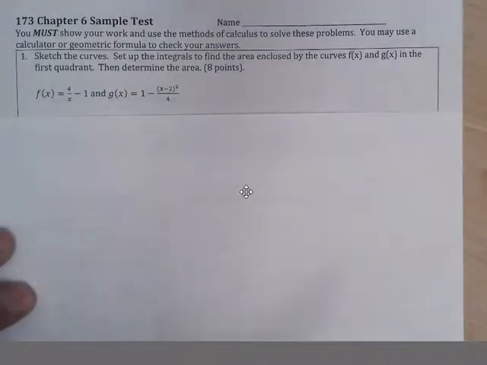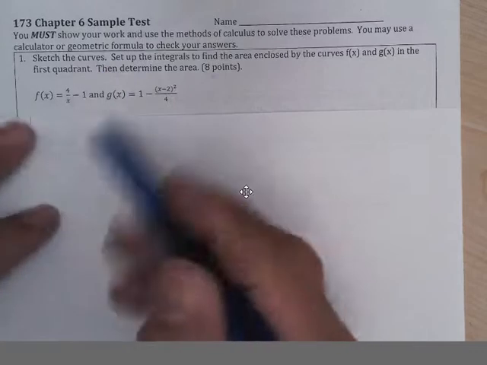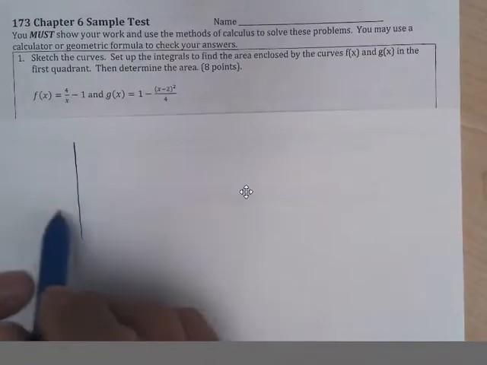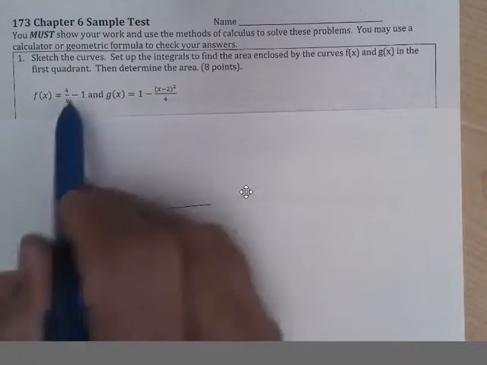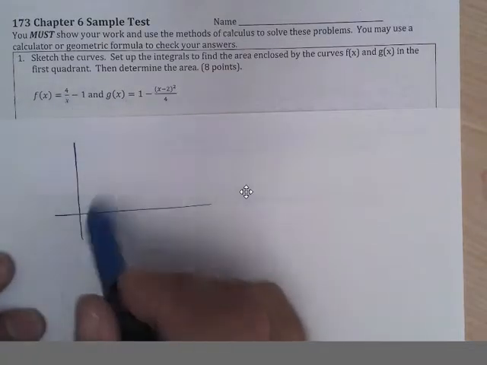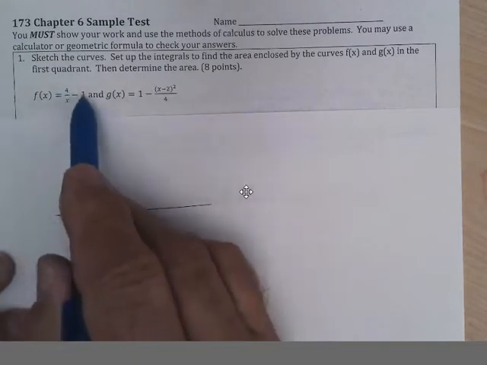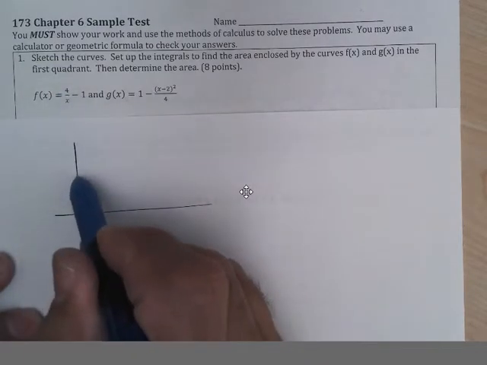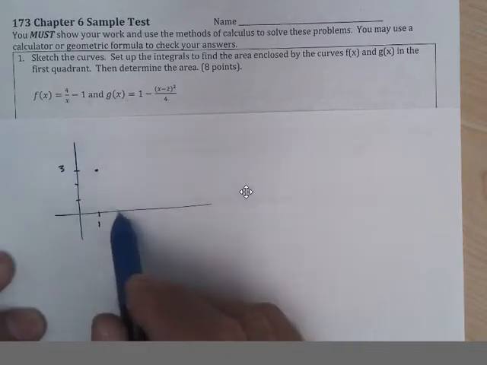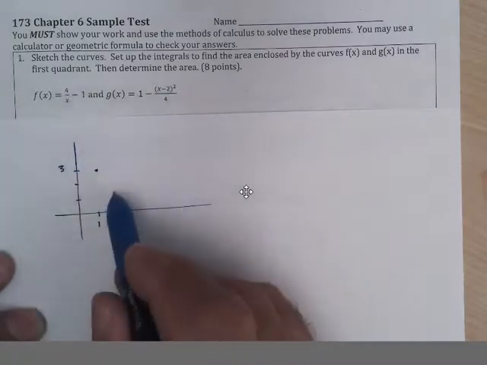Let's go through the sample test for Chapter 6. It says sketch the curves. And you want to do a fairly decent sketch or you may not get things correct. You can type it into your calculator, but this is 4 over x. So if I put in 1, 4 over 1 is 4, minus 1 is 3. If I put in 2, 4 over 2 is 2, minus 1 is 1.